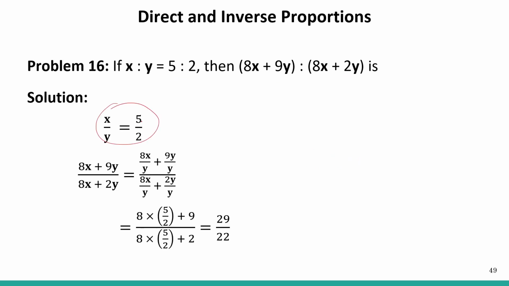Okay, so x by y is equal to 5 by 2. So 8x plus 9y whole by 8x plus 2y is equal to 8x by y plus 9y by y, whole by 8x by y plus 2y by y. So 8 into 5 by 2 plus 9 in the numerator and plus 2 in the denominator. So we'll be arriving at 29 and 22.